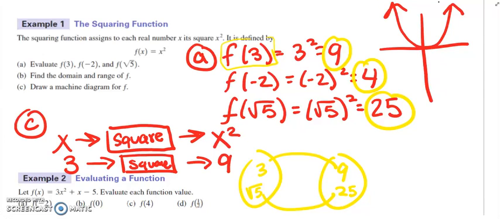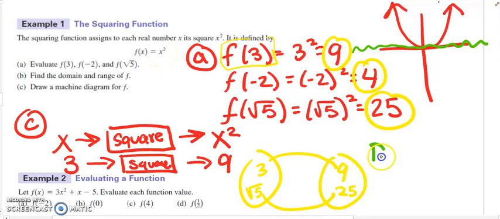Domain and range. So remember with domain, there were 2 things to look out for. One was a square root, or an even root, and one was a denominator. Here I have neither. Remember, domain is your x. There is any number of x I can plug in. If I plug in 200, I can square it. If I plug in negative 500, I can square it. So the domain is all real numbers.